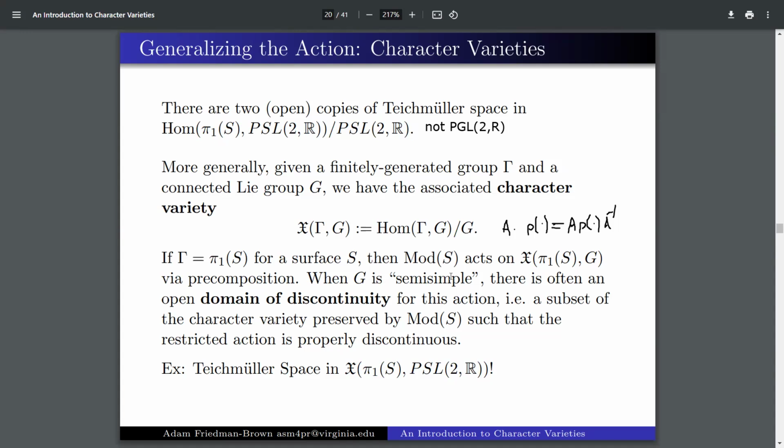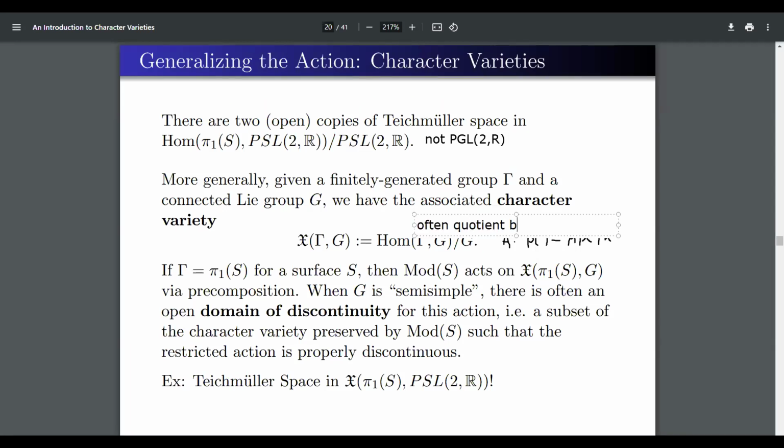Oh, and I should mention really fast that we often quotient by more. Let me just write that down. Because this space is not always Hausdorff, it's not always even T1, depending on how it works. So sometimes you quotient just by a bit more to make this space have nicer topology on it. But it depends on where you look.